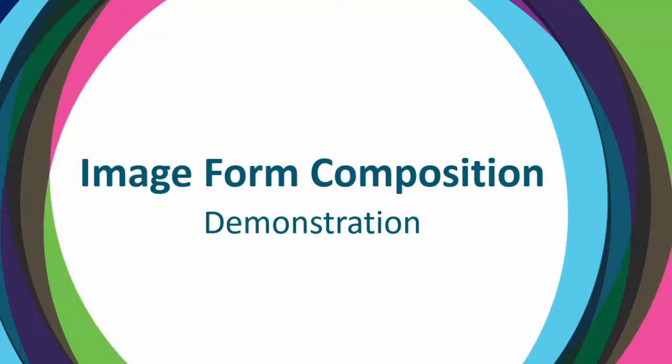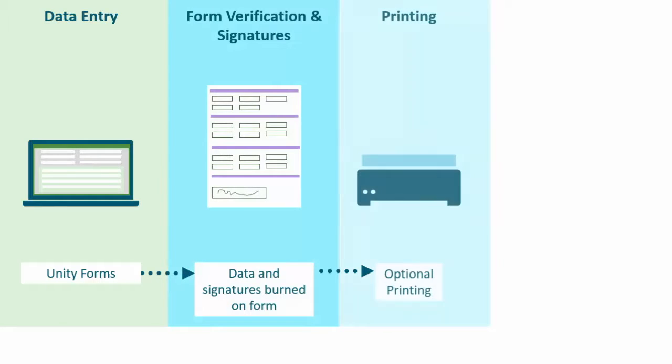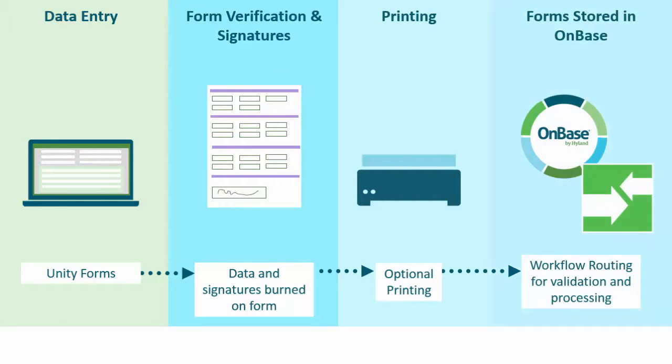Image form composition improves the process of filling out highly structured or regulated forms by making them electronic, automating the collection of data and eliminating frustrating duplicate data entry or costly mistakes. Information provided by the user or a third-party system can be burned onto an image of the paper form, along with a signature, printed and routed through workflow. Image form composition can dramatically reduce the time it takes to fill out, process, and submit these types of structured or regulated forms.